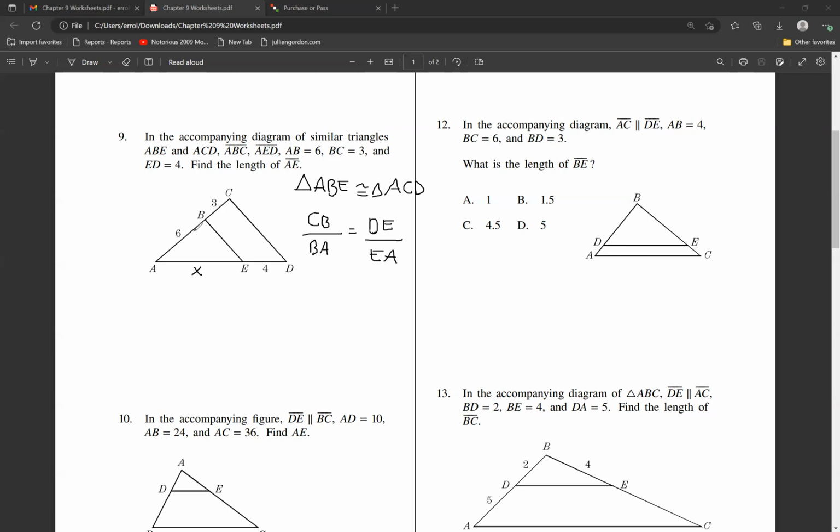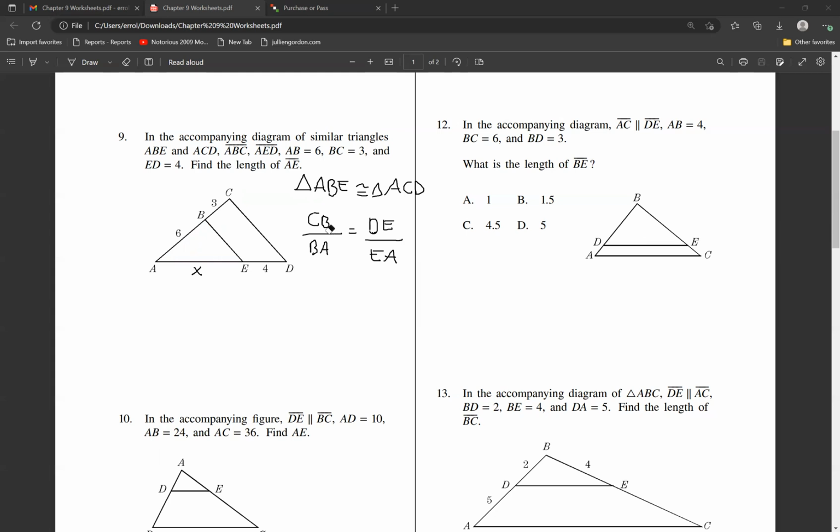CB 3 over 6 equals 4 over X, right? Okay, this is what we're going to do. You see the small triangle, right? You see this triangle right here? ABE. And then you see the bigger triangle, ACD, right? Okay, so you're going to set up ratios using those triangles because it tells us that the two triangles are similar.